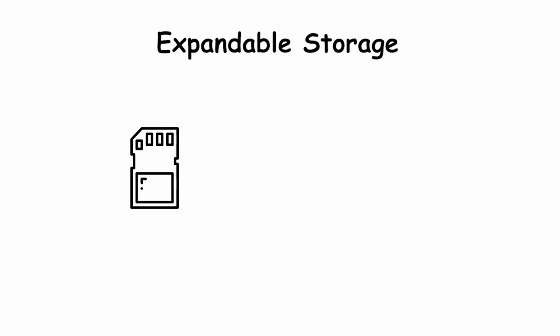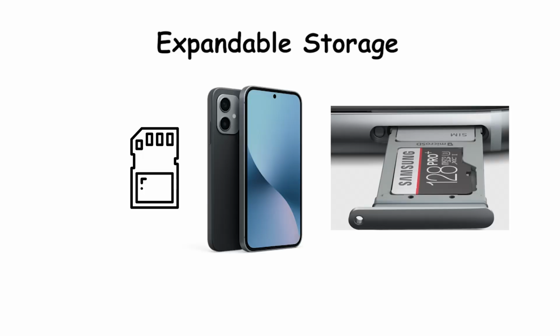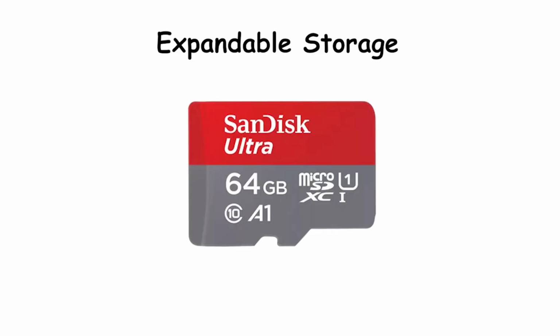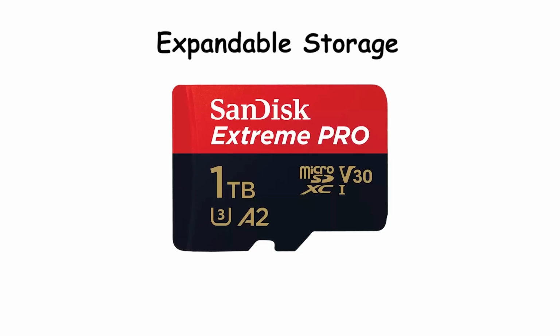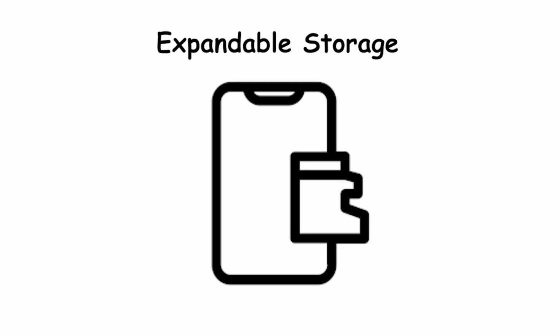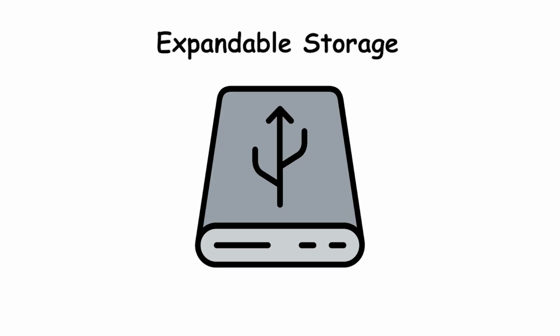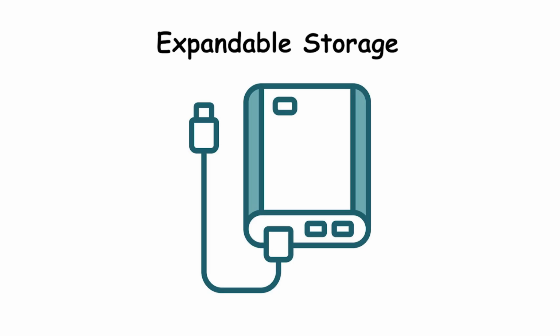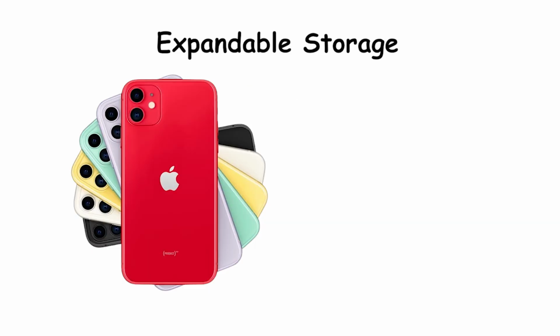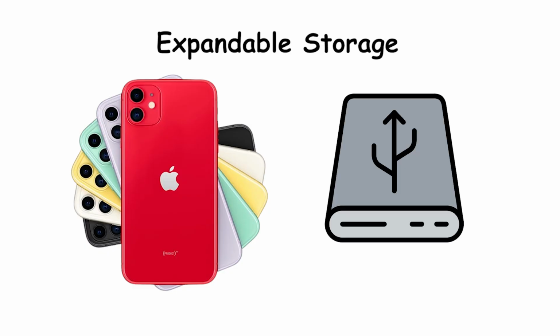Expandable storage. Expandable storage means your phone has a micro SD card slot, so you can add more storage space. This is super useful if you take a lot of photos and videos. Micro SD cards can add anywhere from 64 gigabytes to 1 terabyte of extra space. However, most flagship phones have removed the micro SD card slot and only offer internal storage options. This is because internal storage is faster and more reliable. So yeah, if you want expandable storage, you'll mostly find it on mid-range or budget Android phones. iPhones have never supported expandable storage at all.